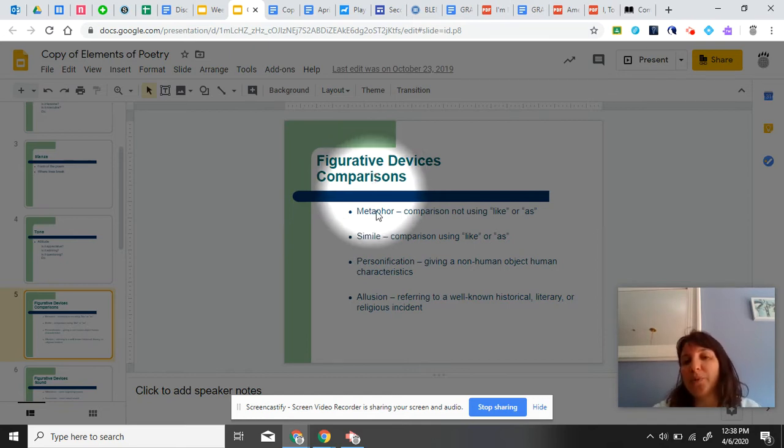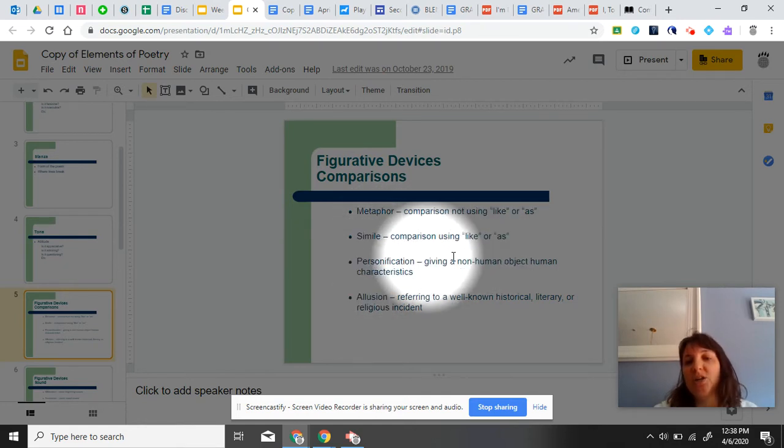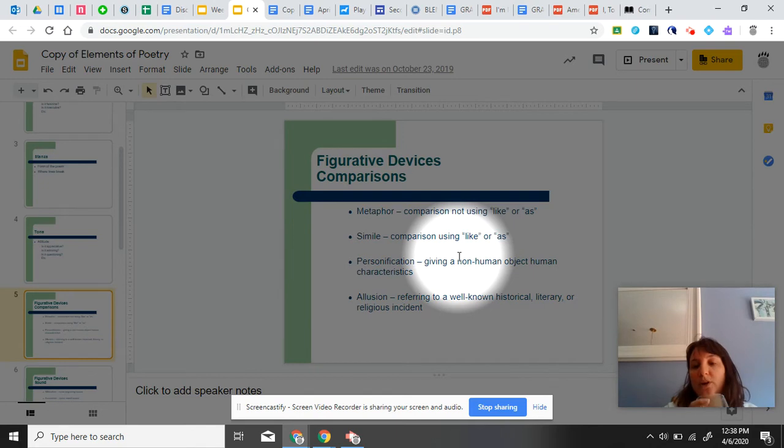So here we are more specifically with figurative language devices with comparisons. Comparisons are ones that you guys probably already know, like metaphor, not using like or as, simile, comparison using like or as, personification, giving a non-human object human characteristics.